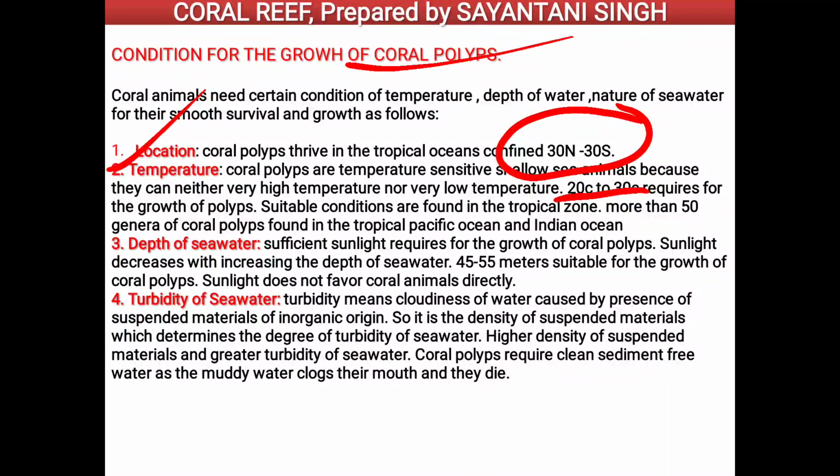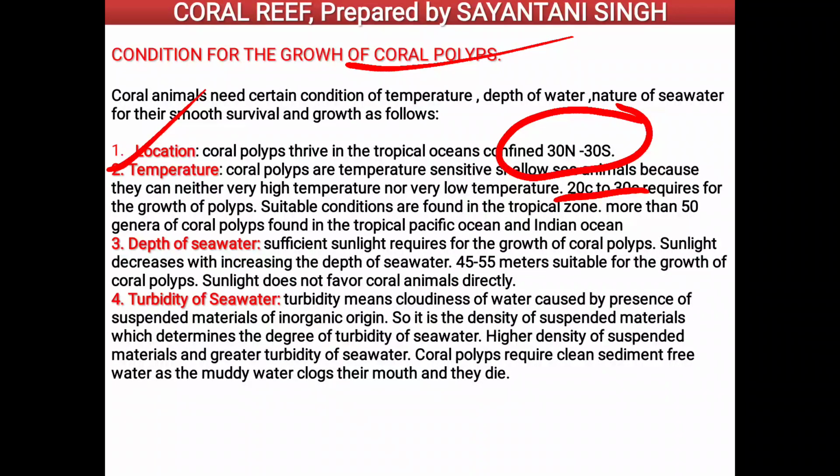Next one is depth of seawater. Sufficient depth is required for the growth of coral polyps. Sunlight decreases with the increase of depth of seawater, and 45 to 50 meters is the best location for the growth of coral polyps. And sunlight does not favor the growth of coral polyps actually.